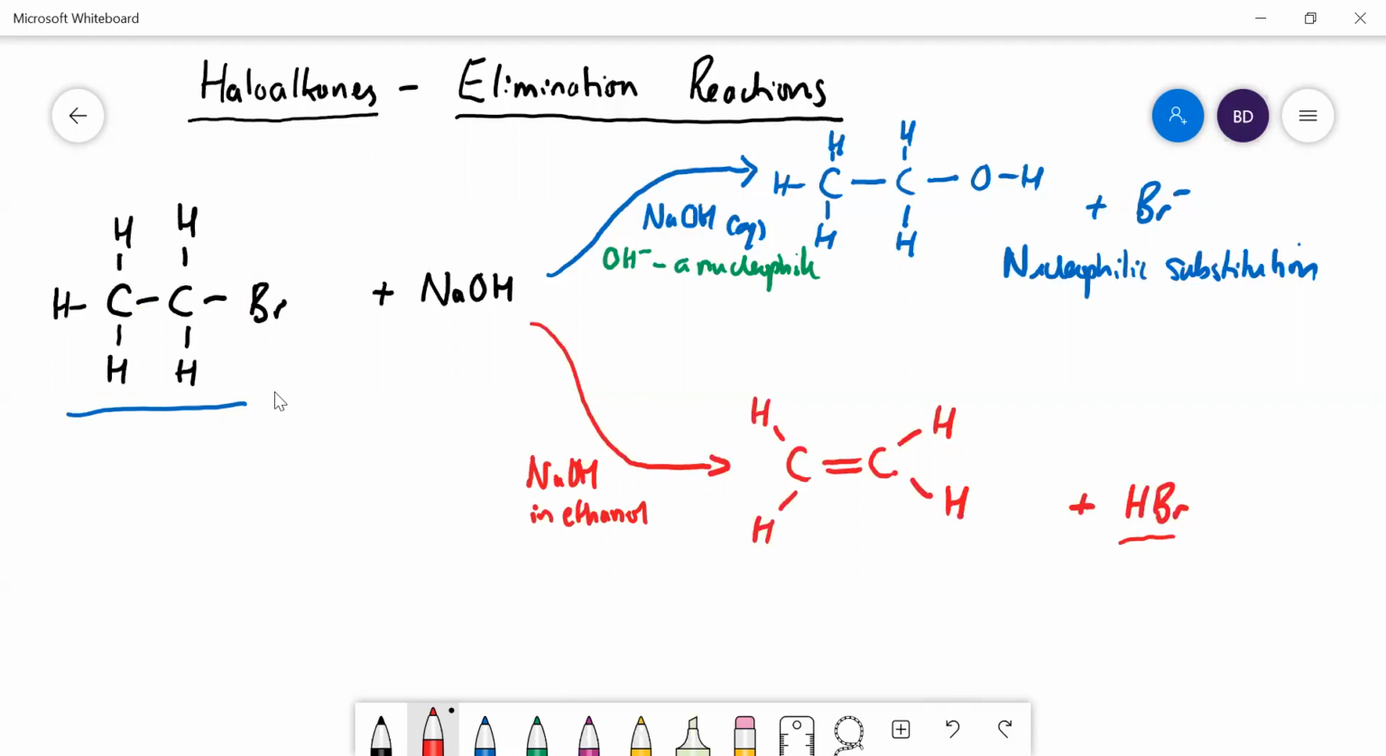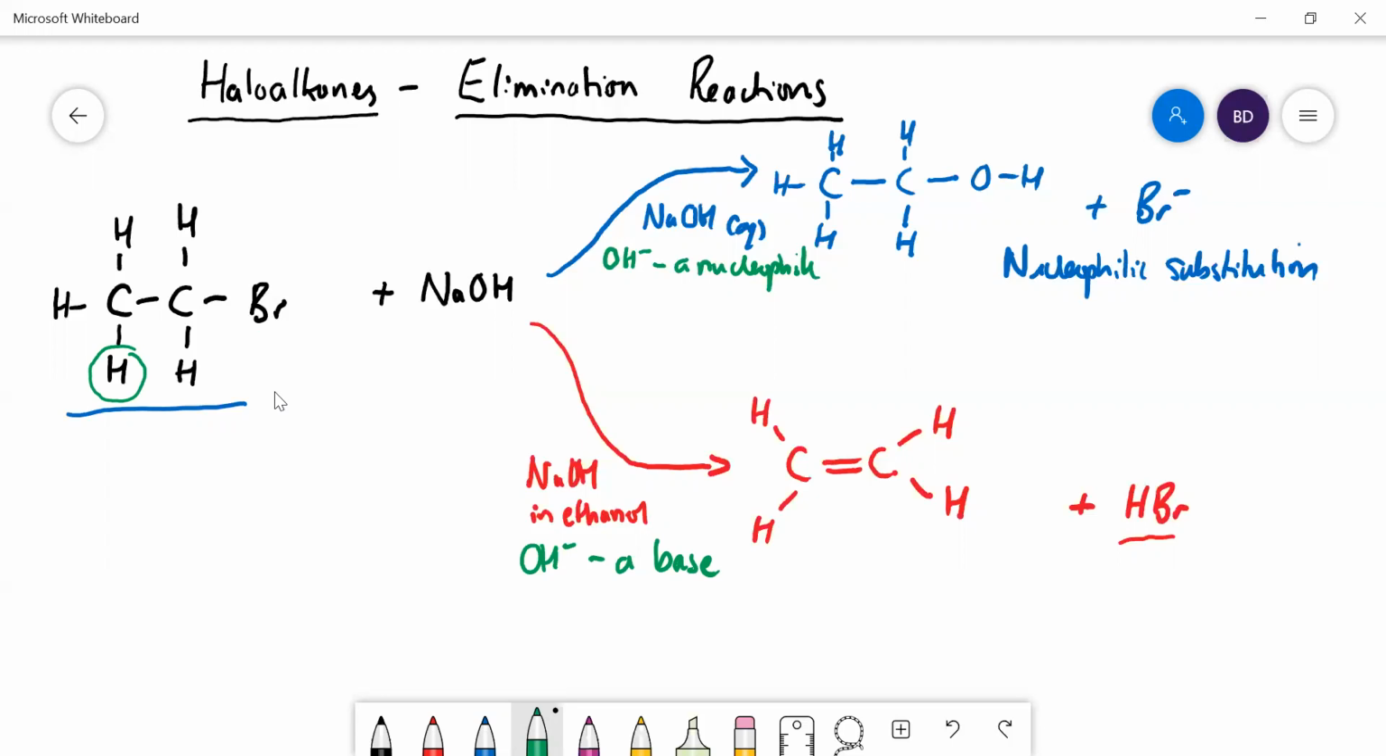And here, the OH minus is not behaving as a nucleophile. You see what happens? It's actually behaving as a base. And what bases do, we haven't really done that much about bases yet, is, well, acids give away H pluses, so bases accept H pluses. So this OH minus is going to take an H plus, and it actually takes the H plus from the carbon next door to the bromine, not the one the bromine is on, the one next door. We'll have a look at the mechanism in a minute.